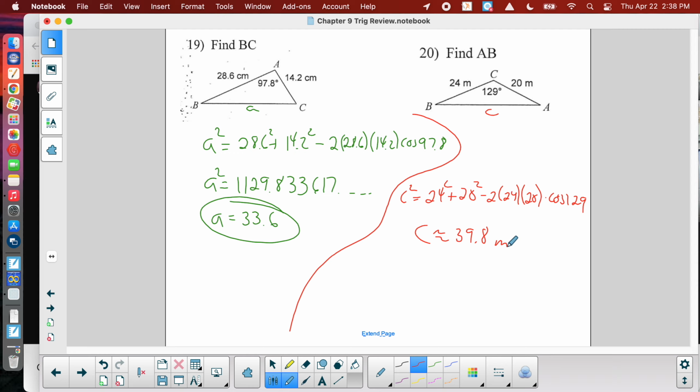Meters, technically, I guess there were some units there. You won't be responsible for units. Don't worry. Okay? And again, it'll be subtle, so use the law of cosines.